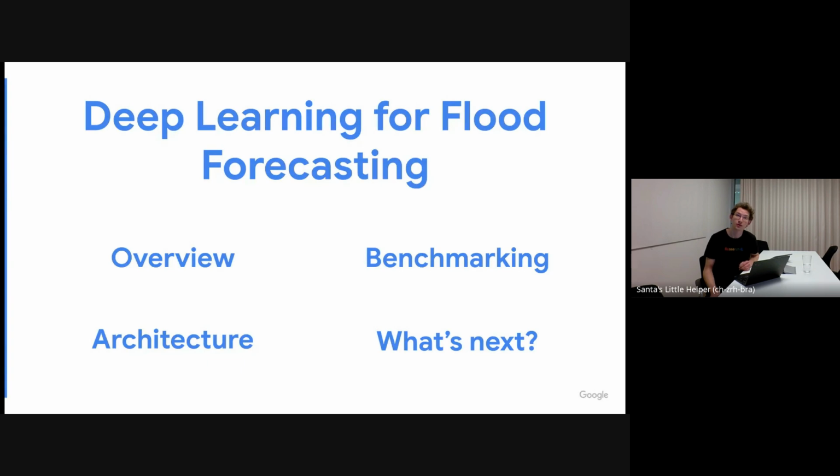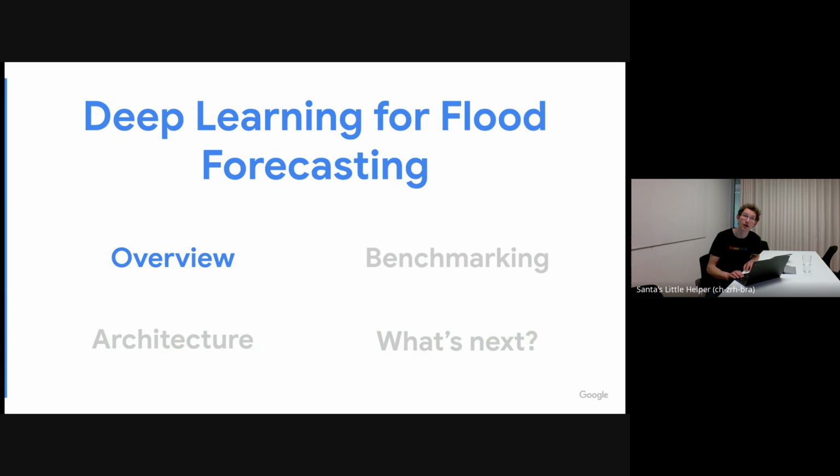I will then show some of the results, some of the benchmarks to see how well we can actually model these floods. I'll go a bit into the architecture, especially specifics that are interesting for an operational model, of how to build the model so that it can be used operationally. And then finally, I'll give a bit of a glimpse into the current research and what's hopefully becoming the next generation of deep learning for flood forecasting models.